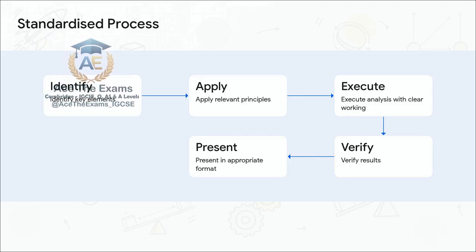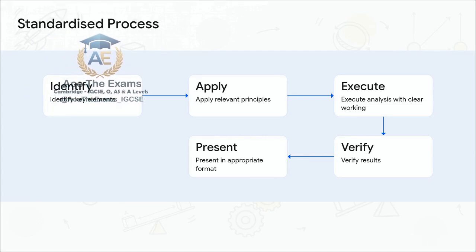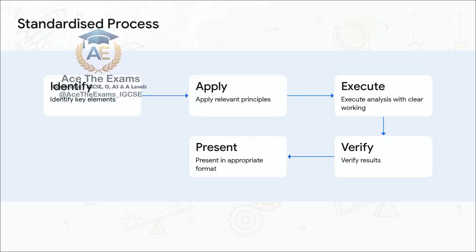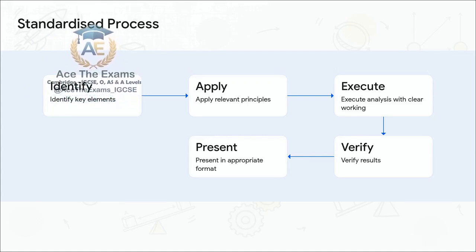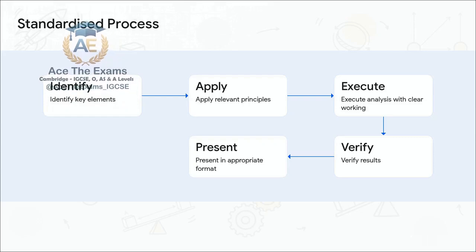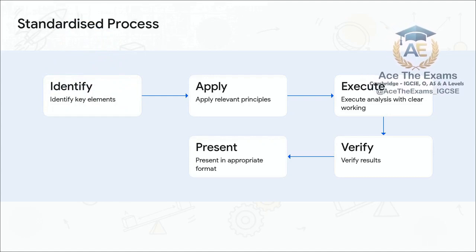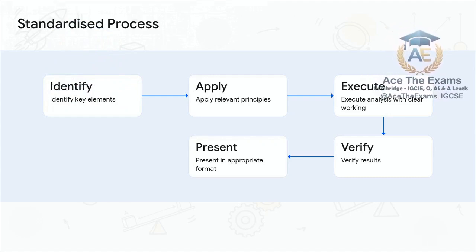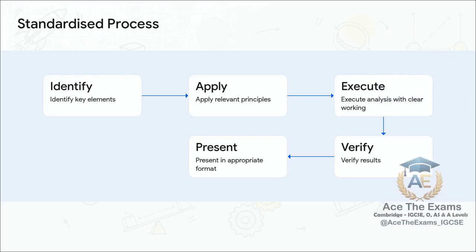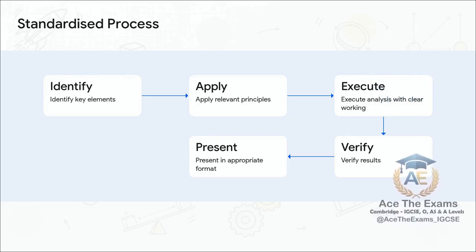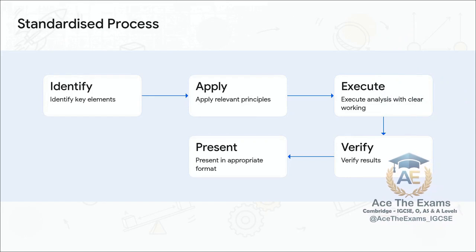Step 1, identify key elements. Calmly extract the masses, the angles of the slope, the coefficients of friction. Step 2, apply relevant principles. Draw clean, perfectly straight free body force diagrams. Step 3, execute analysis with clear working. Resolve those forces vertically and horizontally using F equals ma. Step 4, verify your results. And Step 5, present in the appropriate format. Establishing this exact flow lowers your anxiety instantly and builds an incredible safety net of method marks.